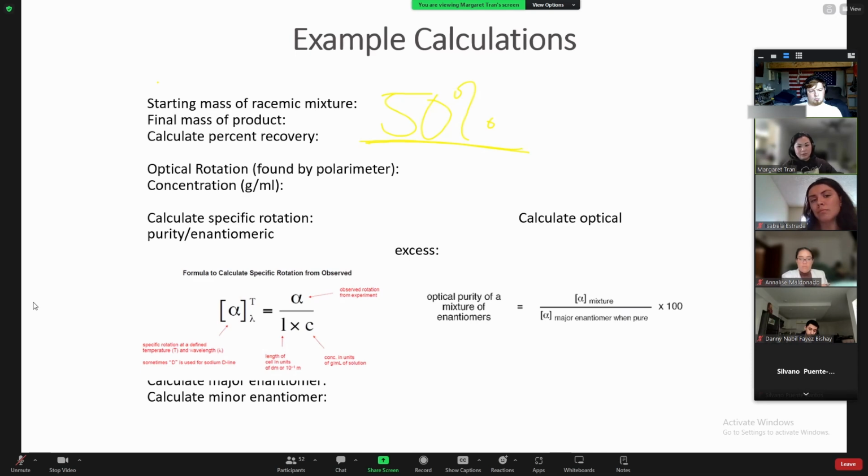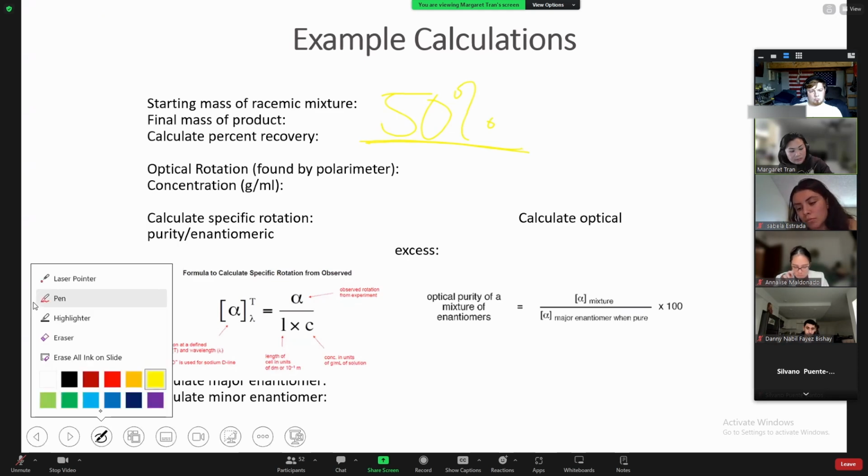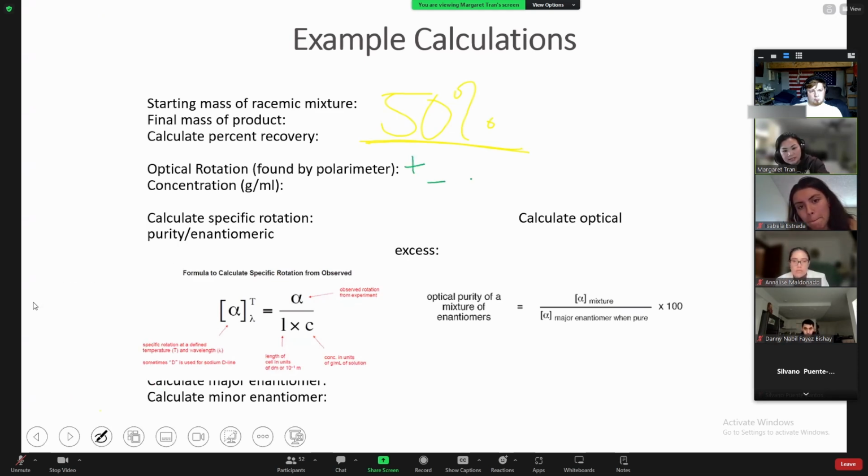All right. So the next thing is going to be your optical rotation. That's going to be found by your polarimeter, right? So you have your angle of rotation, which should be a positive number. Your concentration is going to be the grams of your product divided by that 10 mils of acetone. Remember, everybody's concentrations should be technically different because everybody got different amounts of grams at the end. With that, you could go ahead and put it in these equations. These equations will be given to you if there are calculations on the exam, okay? So you don't have to memorize these two.